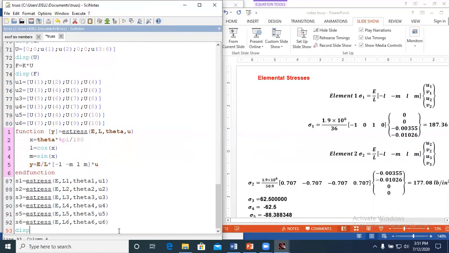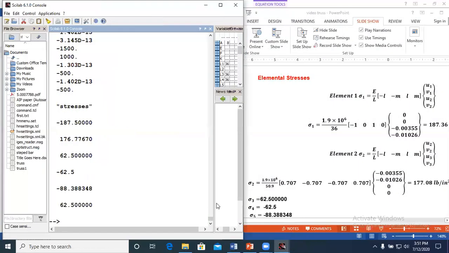And display all the stresses. I will write here display stresses: S1, S2, S3, S4, S5, S6. Now I will execute the program.